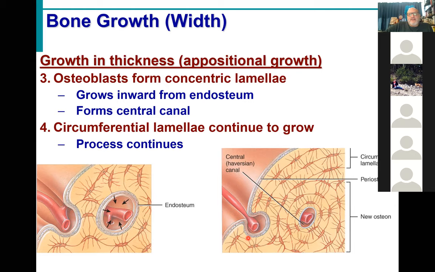And that is both how we grow the bone in width and how we form our osteons, how we make our compact bone.